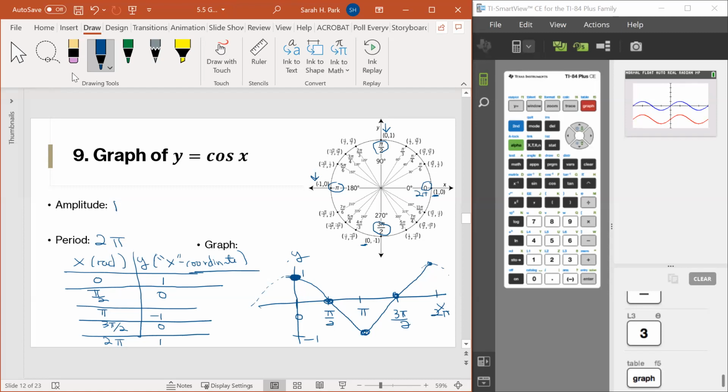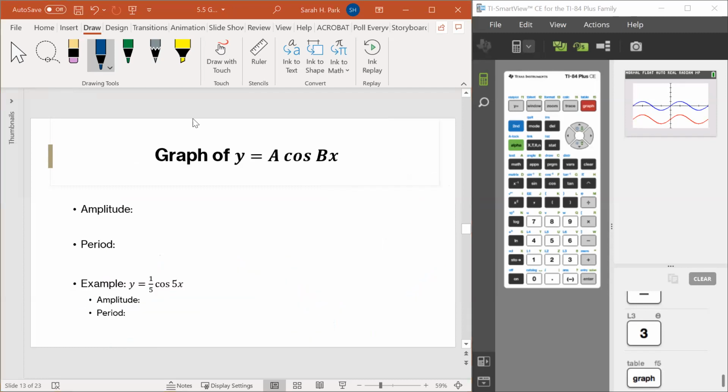So let's do some transformations of different versions of the cosine function. For graphs of y equals a cosine of b x, the amplitude is the same as the sine function. It's the absolute value of a. Period is 2 pi over b. That's also the same. In this example, the amplitude is 1 over 5, and period is 2 pi over b, and b in this case is this 5 here. So 2 pi over 5.